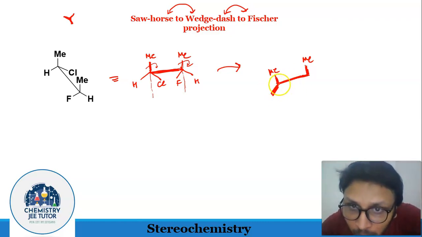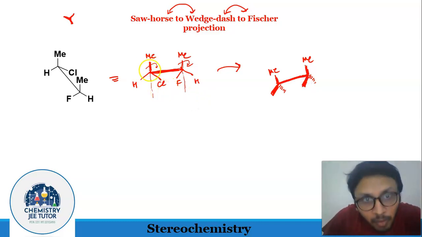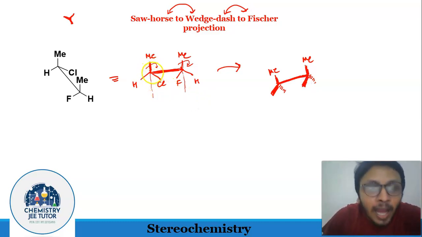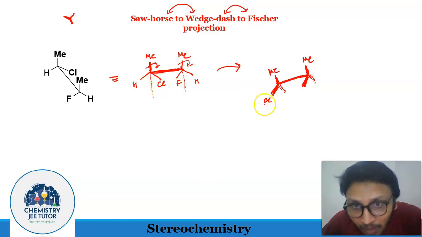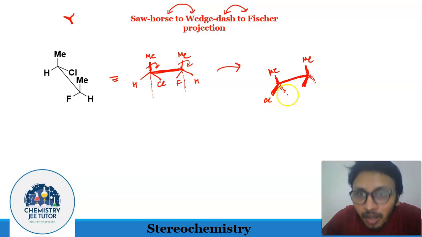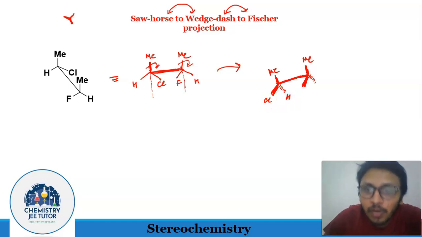So suppose I have it like this. I draw first, one is above the plane, one is below the plane, obviously. Whatever falls on the right hand side, I extend a straight line through the tail through its head. Whatever falls on the right hand side goes above the plane in a wedge dash projection. See, chlorine falls on the right hand side, it goes above the plane. Corresponding, the hydrogen goes below the plane.